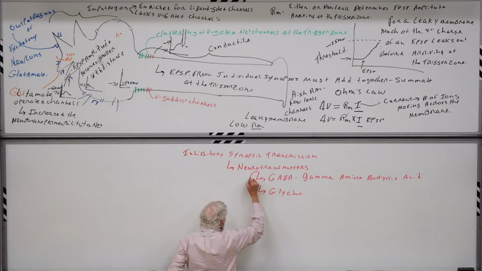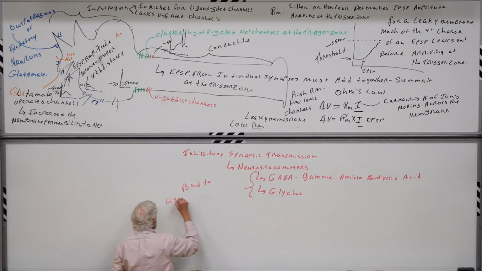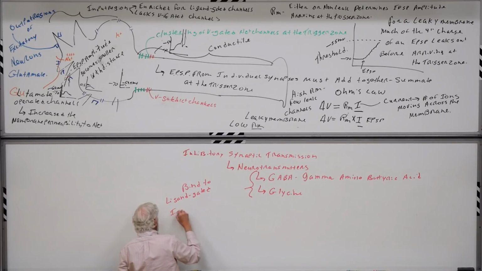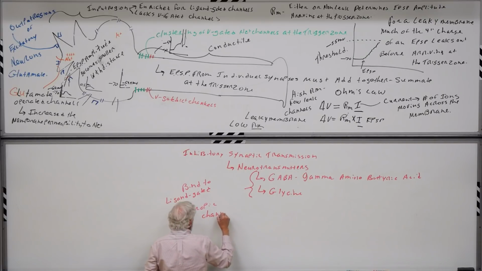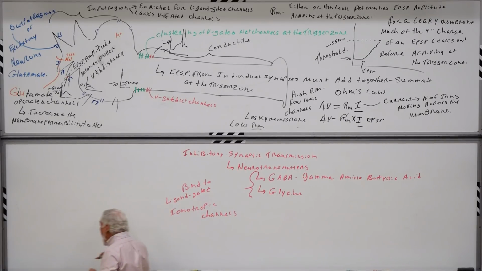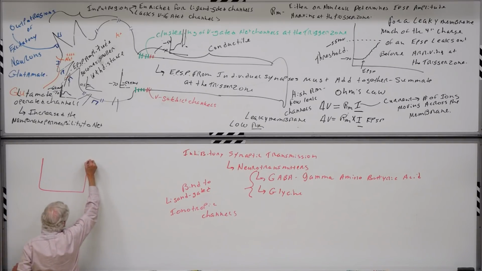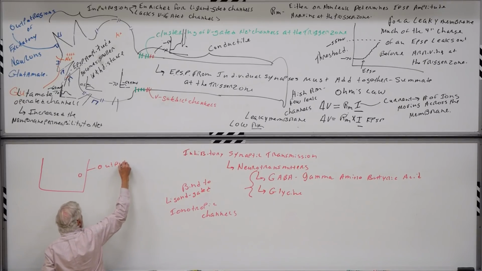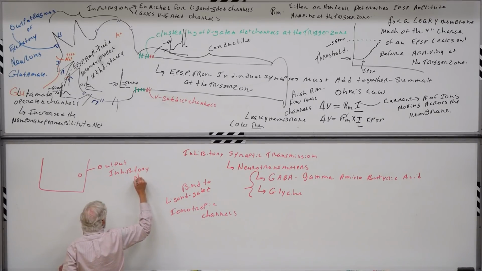What these two have in common is that they bind to ligand-gated ionotropic channels. So let's imagine we have here an enlargement of an inhibitory synapse, where this is the output region of an inhibitory neuron.